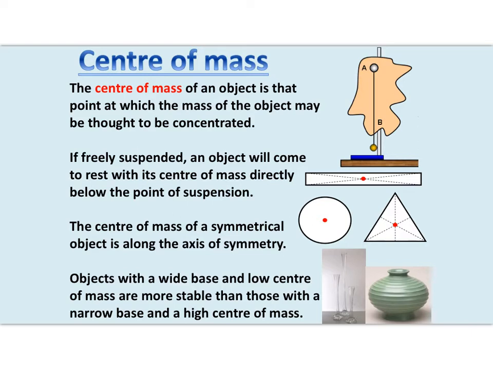The final thing to point out is that objects with a wide base and a low centre of mass, such as this vase here, are more stable than those with a narrow base and a high centre of mass, like these champagne flutes, which means that the champagne flutes are easier to knock over than the vase.